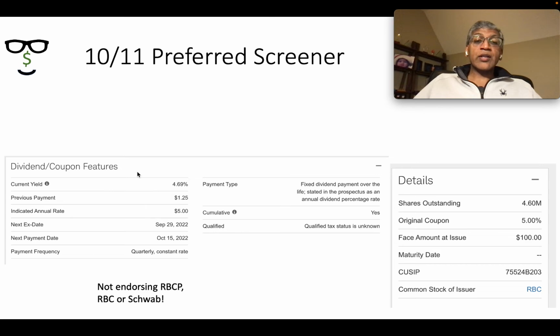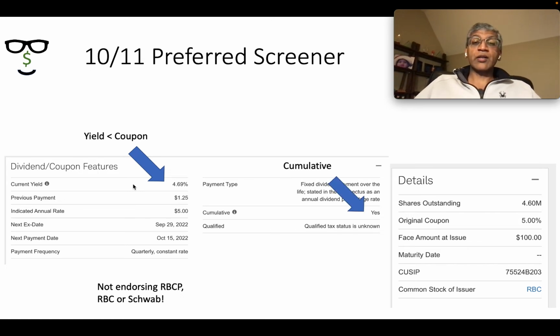And as you look at the same screen and look at additional details, you're going to see that the yield right now is 4.69%. The only reason the yield is less than the coupon is because the preferred stock is trading above par value. So instead of 100, it's trading at 105. That means the coupon it generates is not worth 5%, it's worth 4.69%. That's what it's trying to tell you.